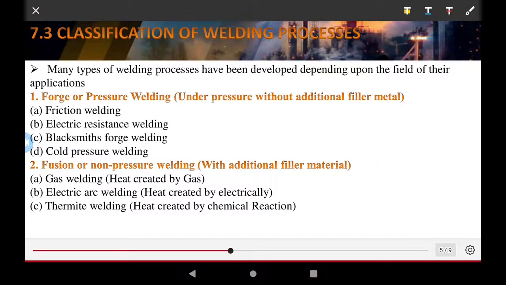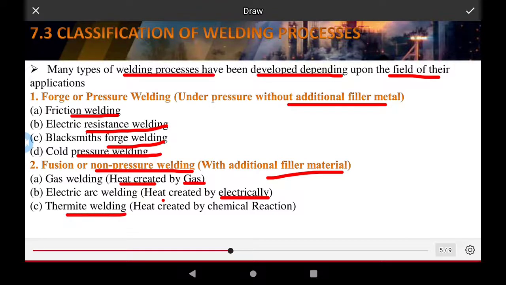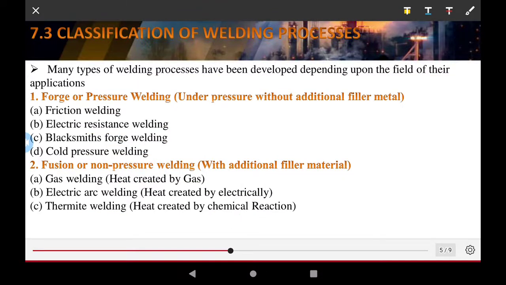Classification of the welding process is continuing. The main types of welding processes have been developed depending upon the field of application. Forge welding: under pressure, without filler metal, such as friction welding, electric resistance welding, blacksmith forge welding, and cold pressure welding. Fusion or non-pressure welding: with the addition of filler metal, such as gas welding, where heat is created by gas; electric welding, where heat is created electrically; and thermite welding, where heat is created by chemical reaction.